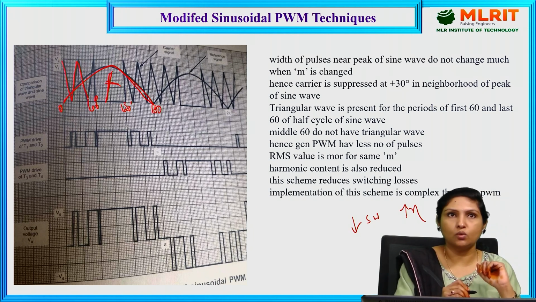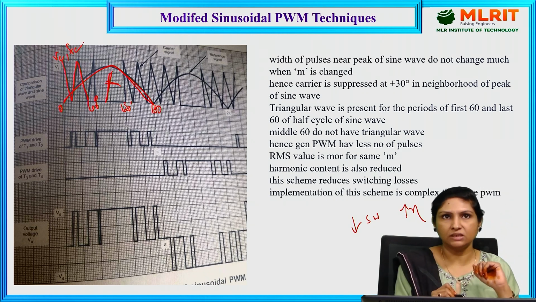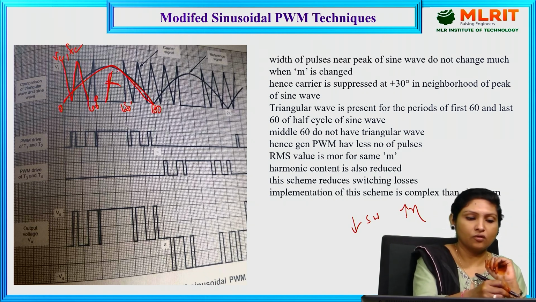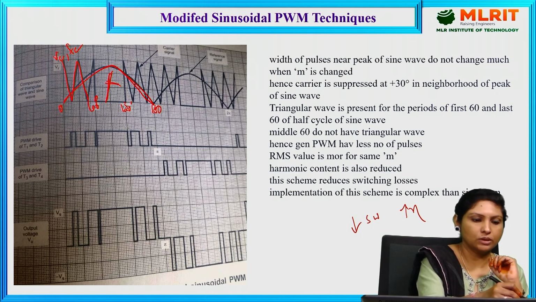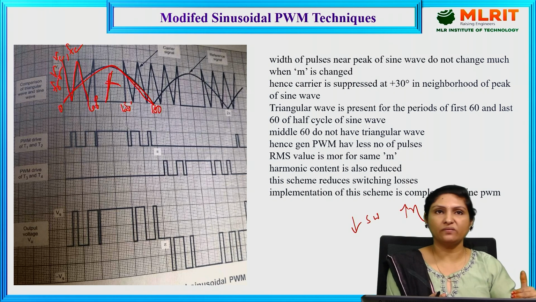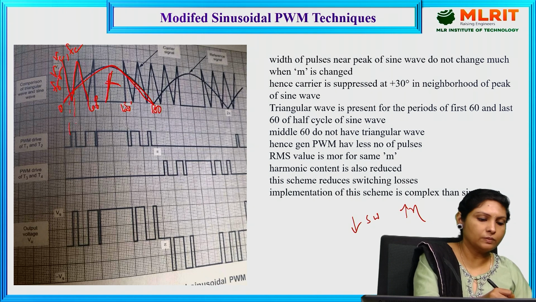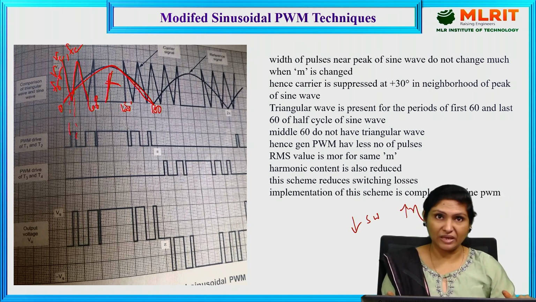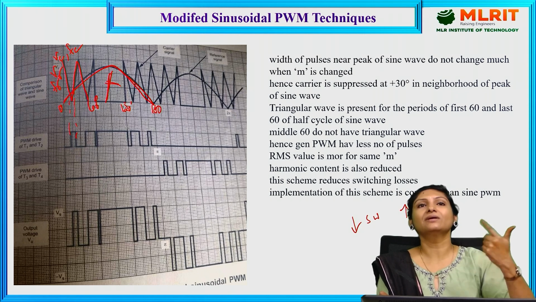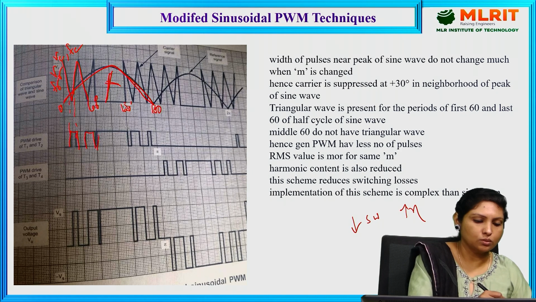And as you all know by this time, this is the amplitude of the carrier wave, and the frequency of the carrier wave is denoted with Fc, whereas the sinusoidal waveform amplitude is denoted with Vr, and the frequency is denoted with Fr. And here, when the sine wave is compared with the carrier wave, the resultant pulses will act as a base drive for the transistors of the inverter. So this is the base drive of transistors 1 and 2.